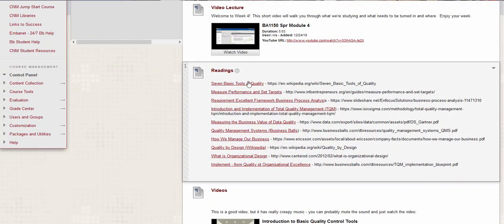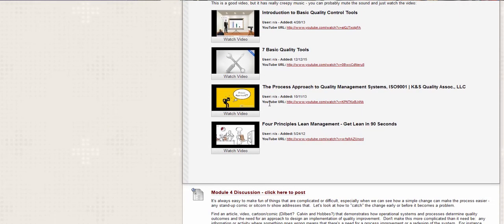Here's a breakdown of the 7 basic tools of quality. If you go through this module, you already know how to get through the other class, and then you've got a third credit. That's how that works. This is some information about designing quality, quality management systems, and measuring the business value. This is some information about what the tools are and how to measure your performance using those tools. Here are some videos about them.